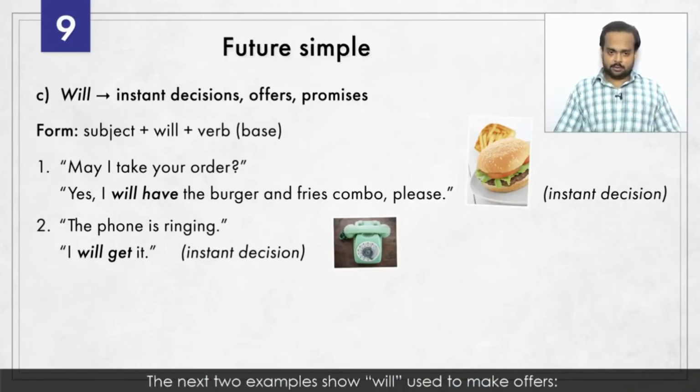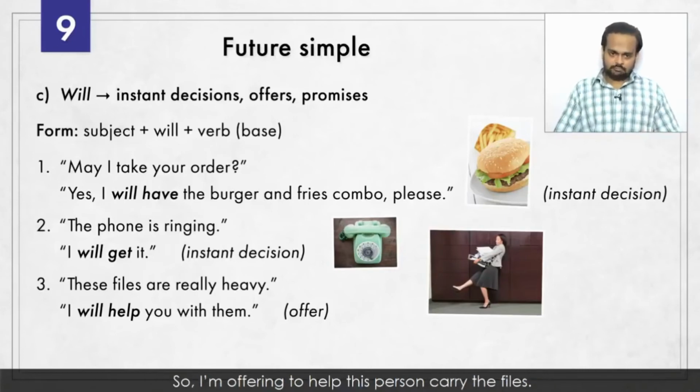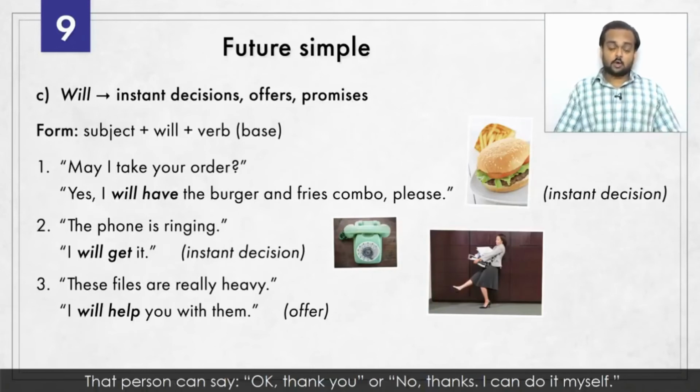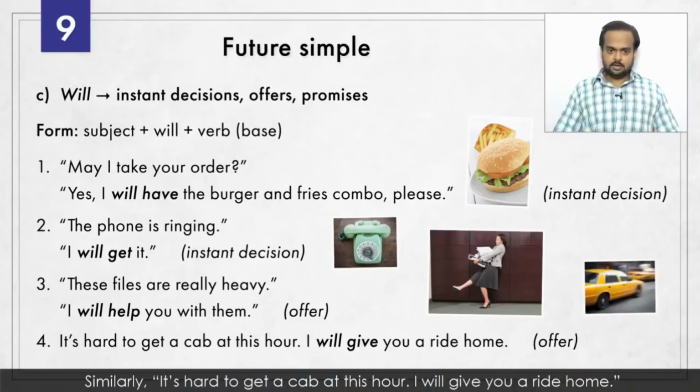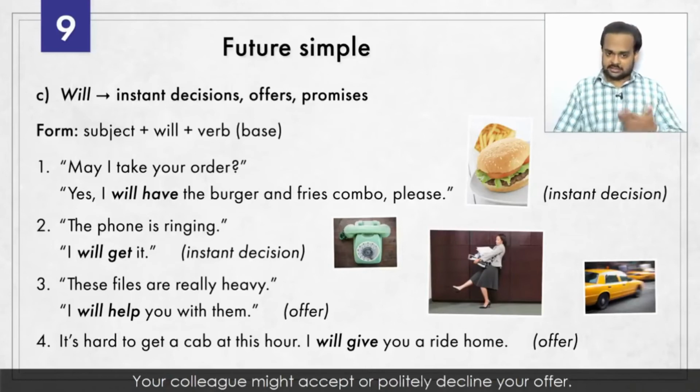The next two examples show will used to make offers. "These files are really heavy. I will help you with them." So I'm offering to help this person carry the files. That person can say, "Okay, thank you," or "No thanks, I can do it myself." Similarly, "It's hard to get a cab at this hour. I will give you a ride home." You might say that to a colleague of yours when leaving work late. Your colleague might accept or politely decline your offer.